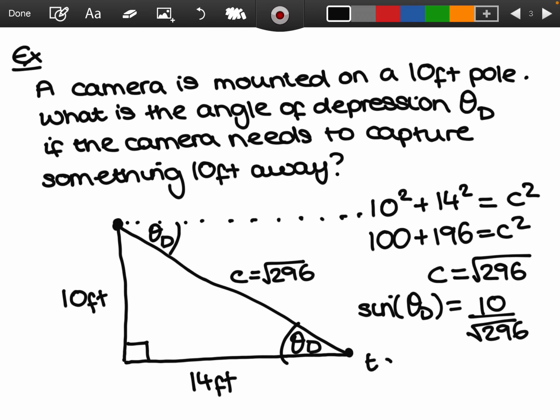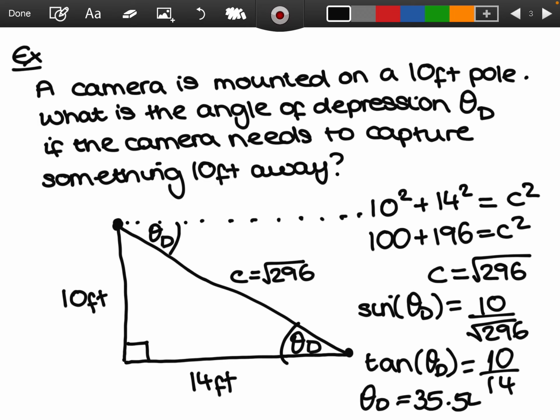If I didn't do that extra step of finding that side, I could have still found theta d by using tan. Tan of theta d, remember from SOHCAHTOA, tan of an angle is opposite divided by adjacent, which is 10 over 14. So now I can do tan inverse of 10 over 14, and that would give me that theta d is equal to 35.54 degrees. You would have got the same thing if you did sine inverse of 10 over the square root of 296. It's totally up to you which way you wanted to do this.